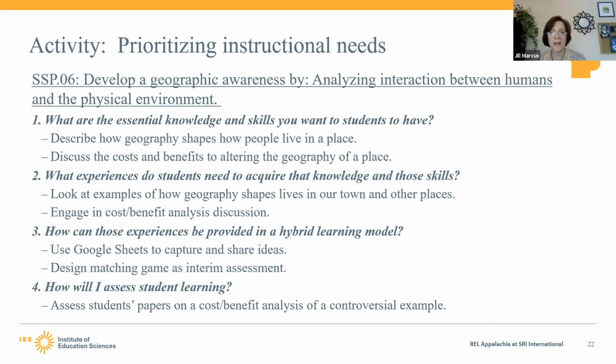I would start by defining geographical features and then ask students to use the chat to list geographical features of our town, like the river, the hills, the rocky soil, things like that. Then I would use Google Sheets and have small groups of students work together to list how they think those features impact the lives of people in our town.